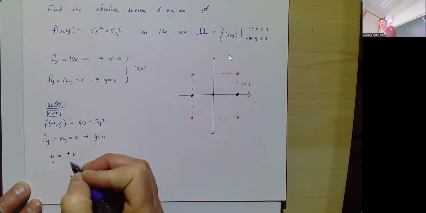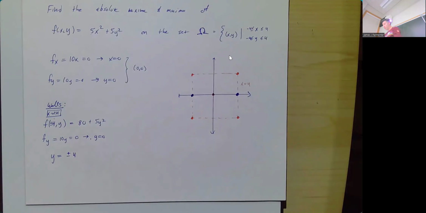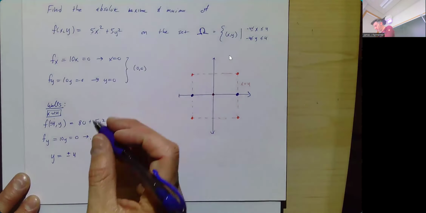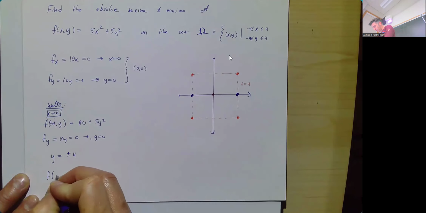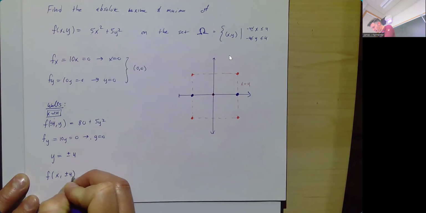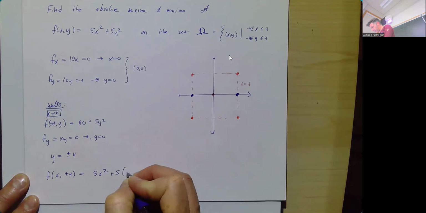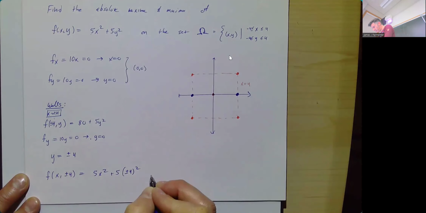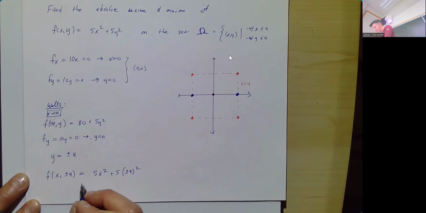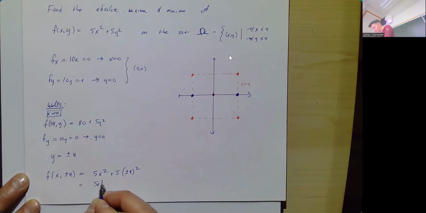And since they do give me the same kind of outcome, I'm just going to plug this in. So I plug in y equal to plus or minus 4. My function of x comma plus or minus 4 for y is going to be 5x squared plus 5 times positive or -4 squared. But that's going to be 16 times 5, which is 80. So that's 5x squared plus 80.